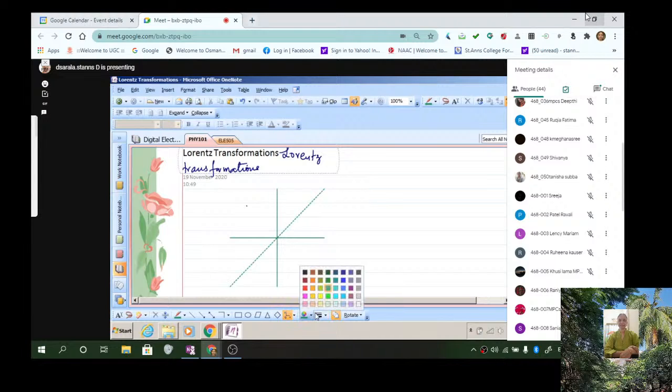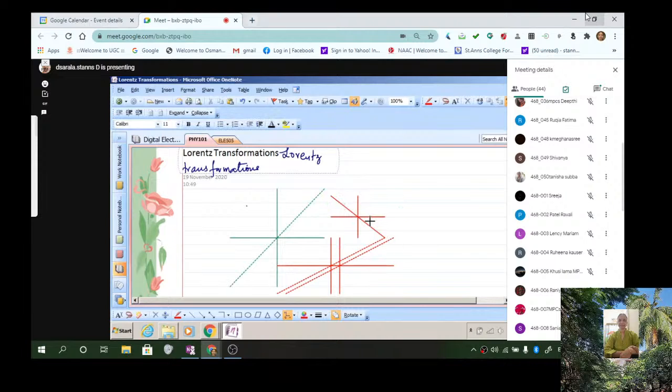Let me take another color, let us say red. One second, girls. Draw two frames of reference in the meantime.